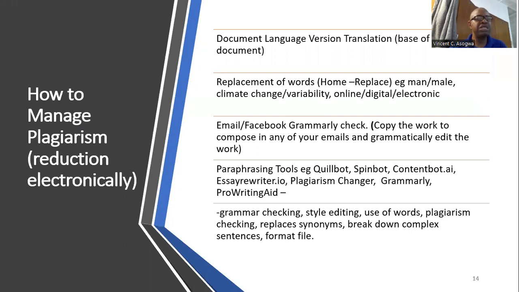How then do you manage plagiarism reduction electronically? The first thing you do is what is called document language version translation. When you go to the base of your document, where you have the number of words, below your computer at the left-hand side, you see the number of words. After the number of words, you see the type of English there. You click on that, you will see different English versions.